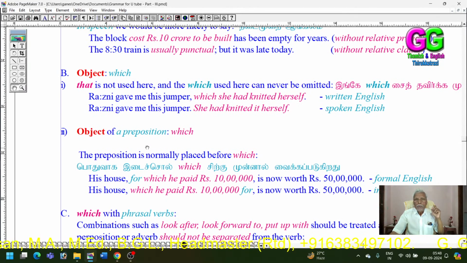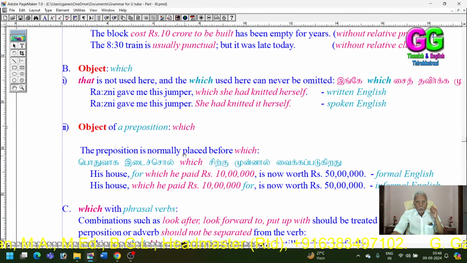Then, using prepositions with the object which. How should we use a preposition with the object which?